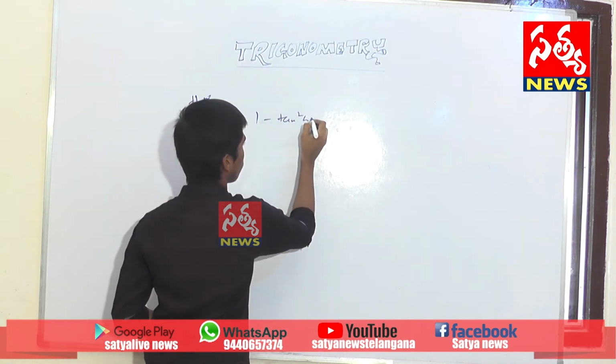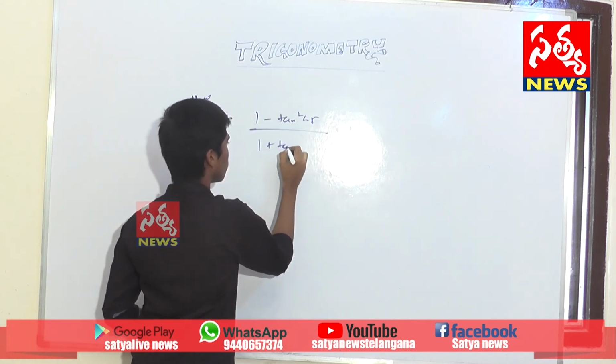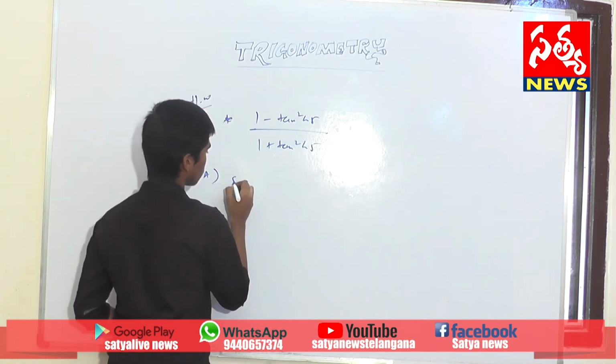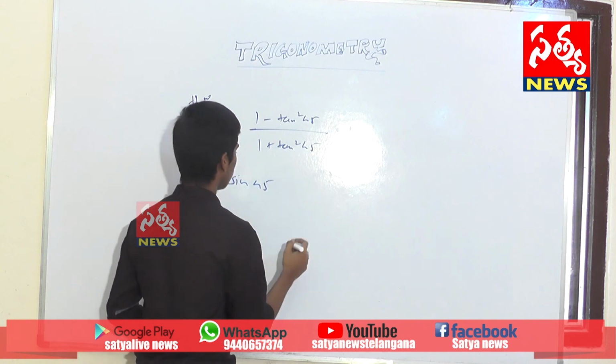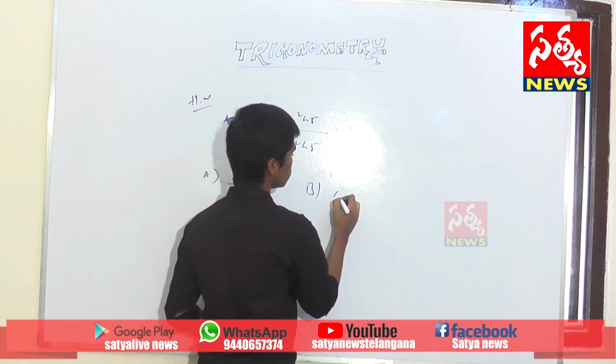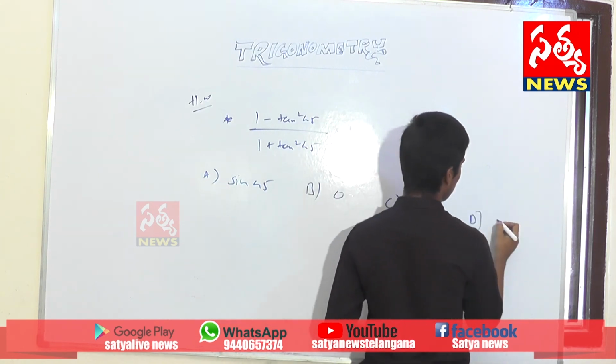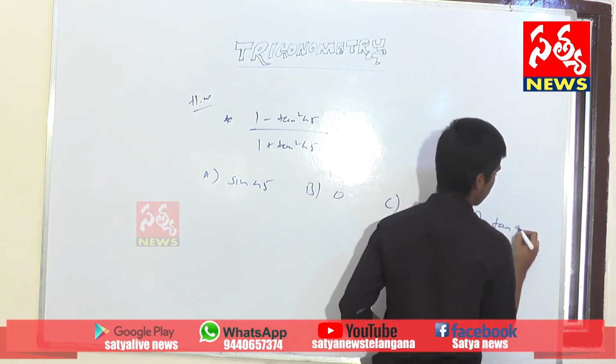And there is a homework problem for you. 1 minus tan square 45 by 1 plus tan square 45. The options are A sin 45, B 0, C 1, D tan 90.